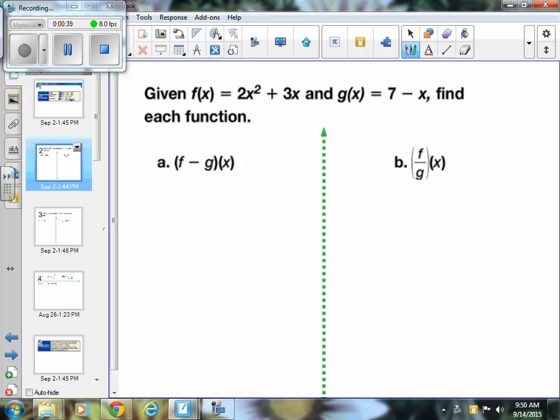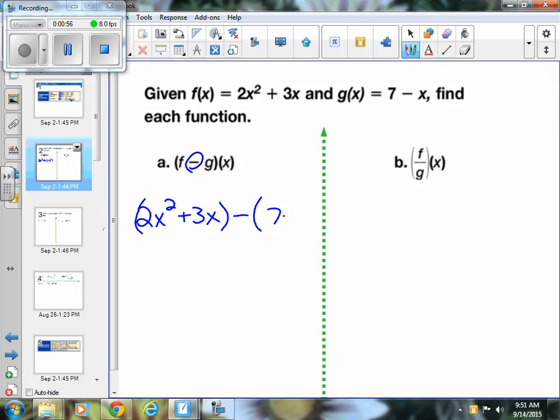So for the first ones, there's f of x and g of x. You've got a parabola and a line. And what you're going to do is do the operation, so you're going to make a new function using those two. So for the first one, there's a subtraction sign in between. So that just means you are going to subtract those two functions.